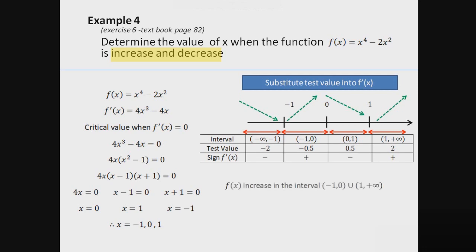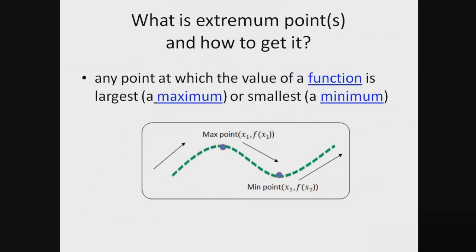As a conclusion, f of x is increasing in the interval of negative 1 up to 0, union with 1 up to positive infinity, and f of x is decreasing in the interval of negative infinity up to negative 1, union with 0 up to 1.